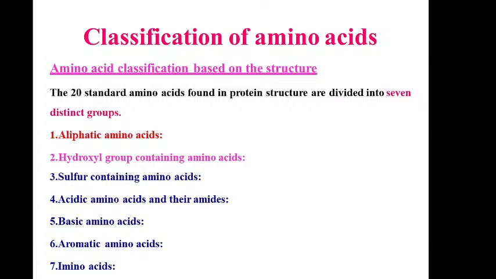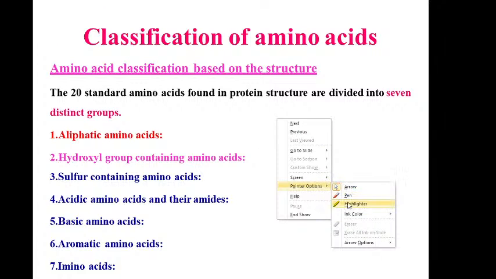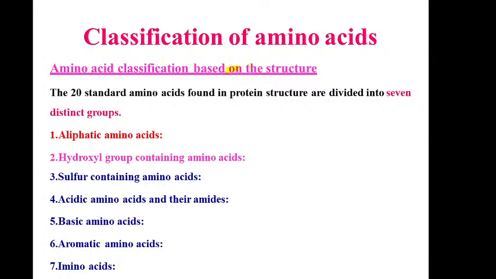So this is the classification of amino acids which we have already done yesterday also. This is the classification on the basis of their structure. On the basis of the structure we have 7 groups of amino acids. I hope you all have done the homework also. So we have 7 distinct groups.